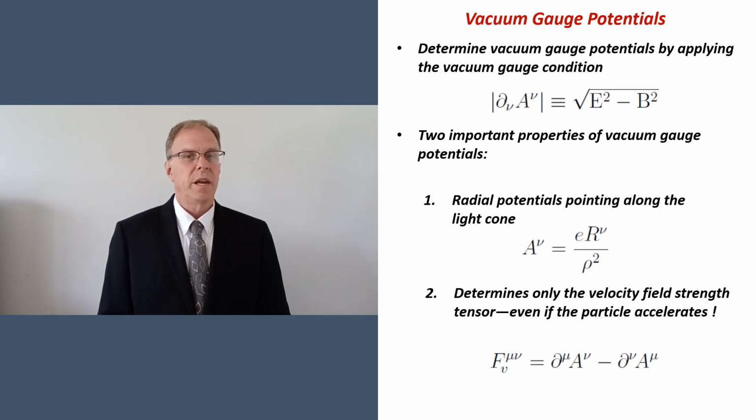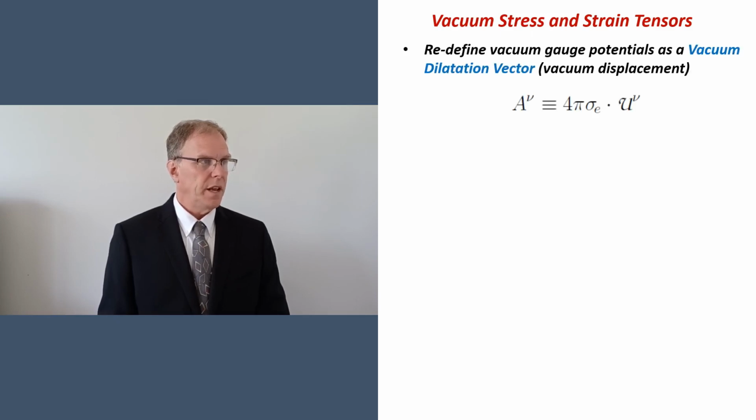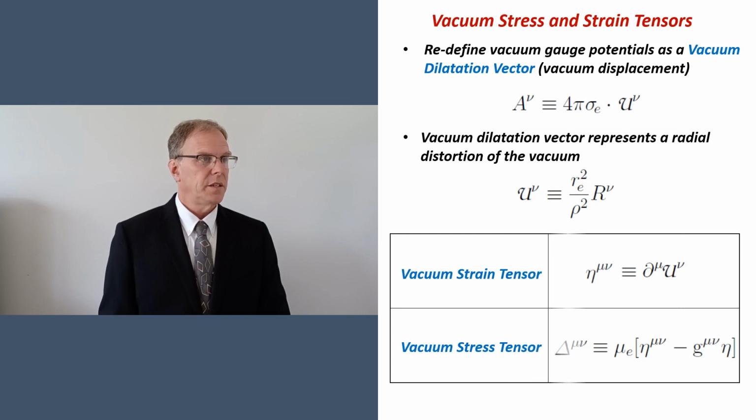Now let's use vacuum gauge potentials to construct a vacuum Lagrangian. We do this by first writing a proportionality between vacuum gauge potentials and a 4-vector U nu having units of length. This new vector may be referred to as a vacuum dilatation vector, as it represents a distortion of a medium we will refer to as the vacuum. This distortion can be characterized by a vacuum strain tensor and a vacuum stress tensor as shown in this table. The stress tensor is equipped with a single constant modulus mu sub e, shown by the red arrow, which is exactly the outward pressure of the electron charge density, tending to explode the particle.